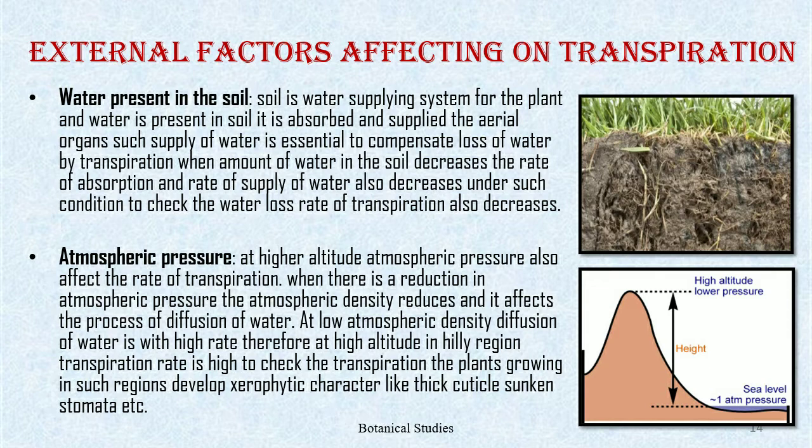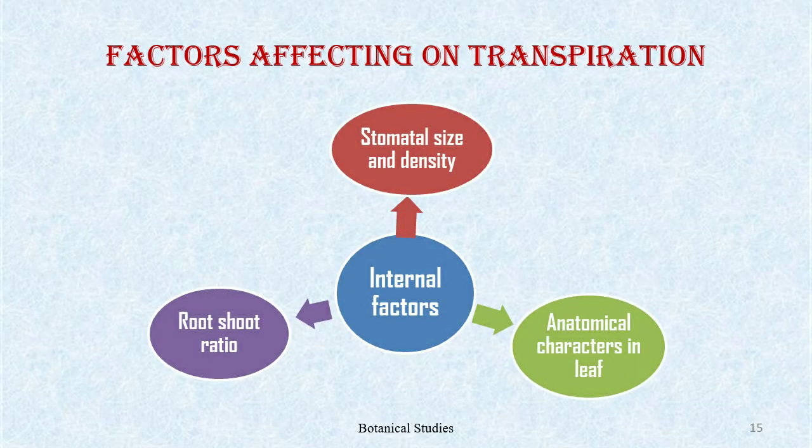Atmospheric pressure. At higher altitude, atmospheric pressure also affects the rate of transpiration. When there is a reduction in atmospheric pressure, the atmospheric density reduces and it affects the process of diffusion of water. At low atmospheric density, diffusion of water is at a high rate, therefore at high altitude in hilly regions, the transpiration rate is high. To check the transpiration, plants growing in such regions develop xerophytic characters like thick cuticle, sunken stomata, etc.